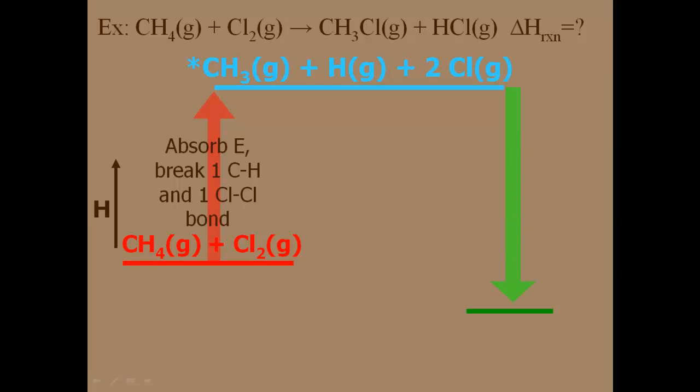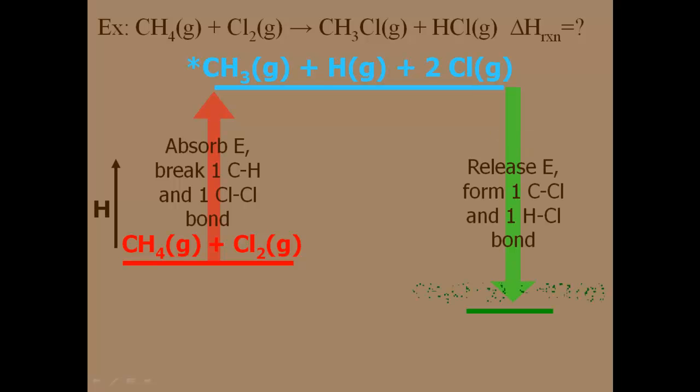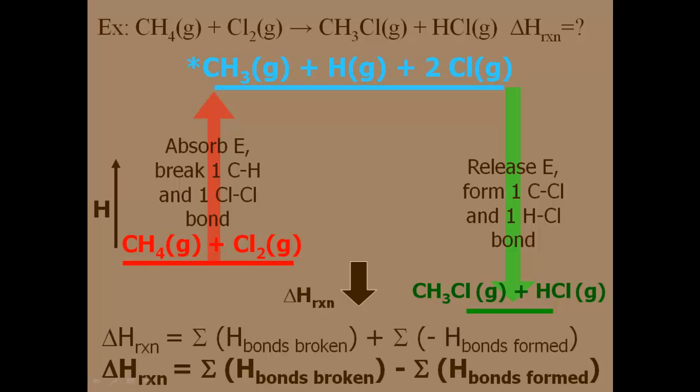And when the new products are formed, there's going to be a release of energy to form the chlorine-carbon and the hydrogen-chlorine bonds. The difference between the initial energy and the final energy, that is our delta H of the reaction. So remember to keep in mind that our delta H of reaction is the sum of the bond enthalpies broken, and this is from the reactants, because the reactants will have bonds that are broken, and the bonds formed are the bonds that are formed from the product side.